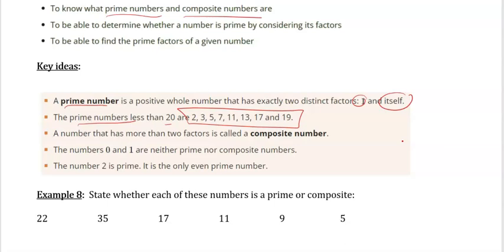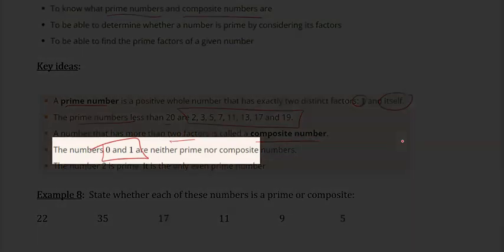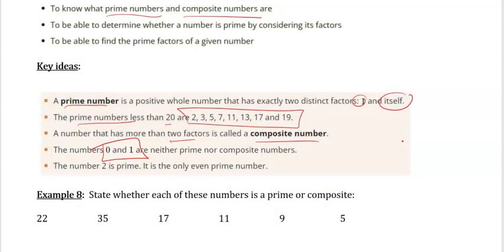A number that has more than 2 factors, which is the vast majority of numbers, is a composite number. So when we try to find the factors and we get the number and 1 and then 2 and something else, that means it's a composite number. So these are special: the numbers 0 and 1 are neither prime nor composite. They are their own thing. The number 2 is prime, and it is the only even prime number. How crazy is that? Every other prime is odd.